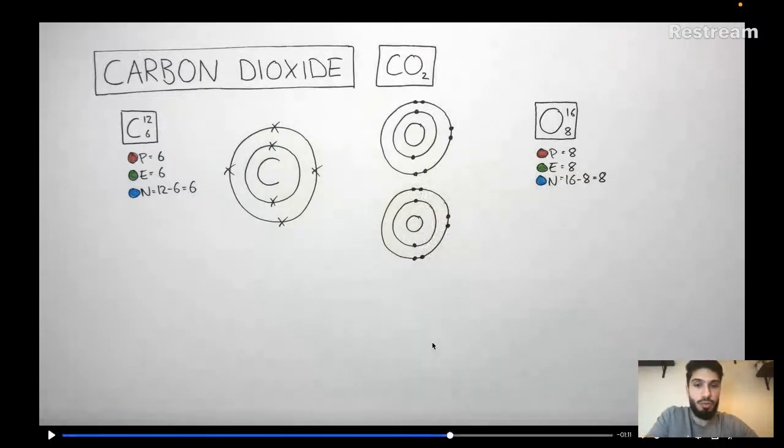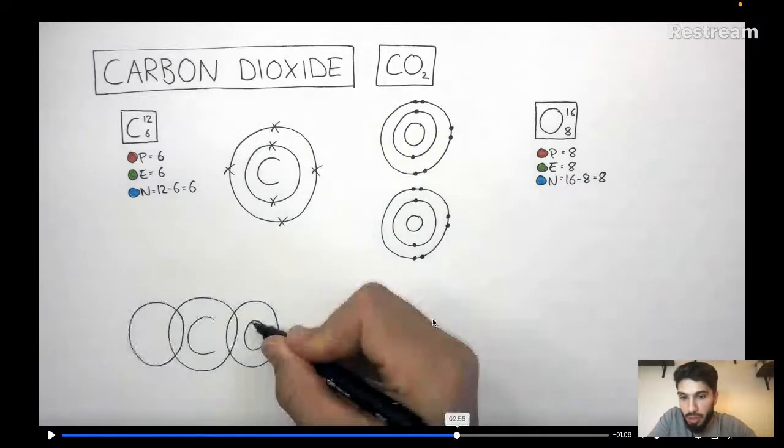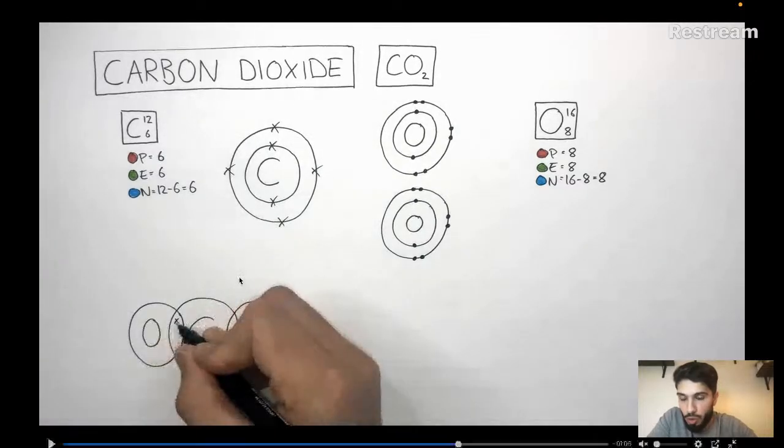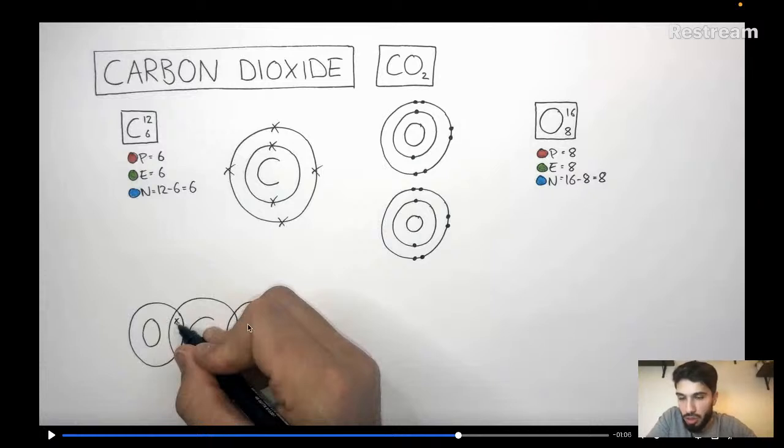Okay, so how do we now draw this as a dot and cross diagram? Well, number one, we don't need to show the inner electrons. What's going to happen is there are going to be 2 covalent bonds, because carbon is bonding to one oxygen atom and another oxygen atom. So there are going to be 2 covalent bonds, and each covalent bond is going to be a double covalent bond. So firstly, we draw it like this, carbon and then oxygen and oxygen.